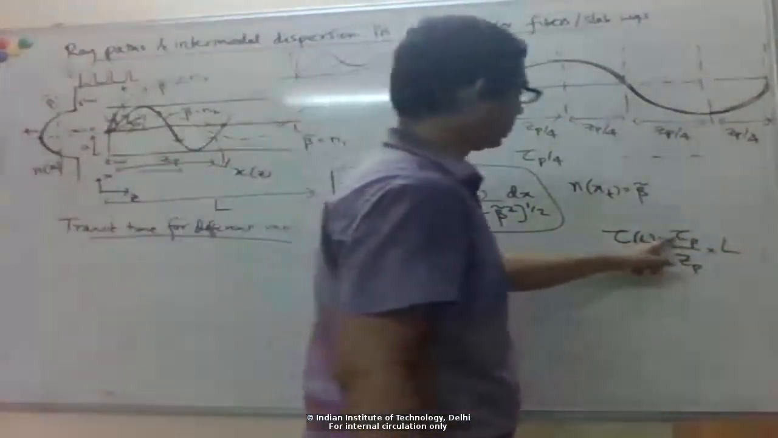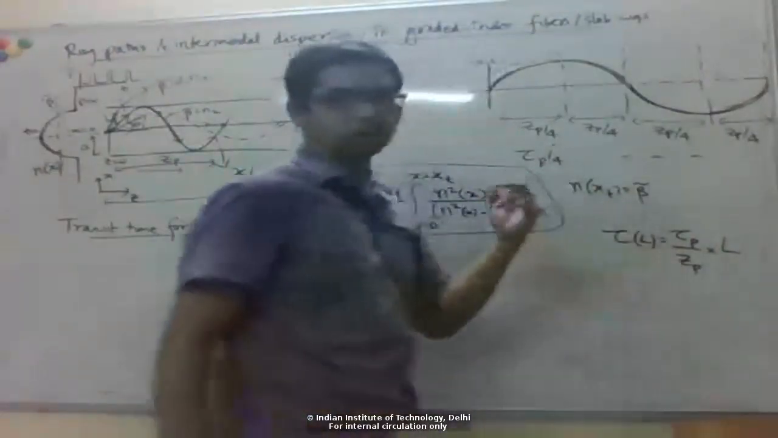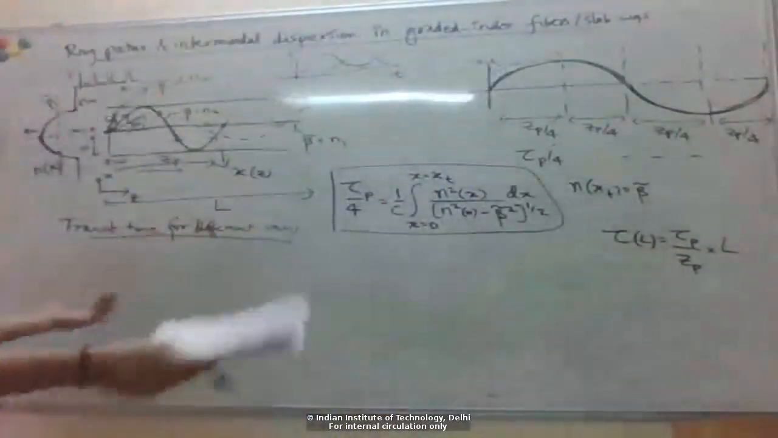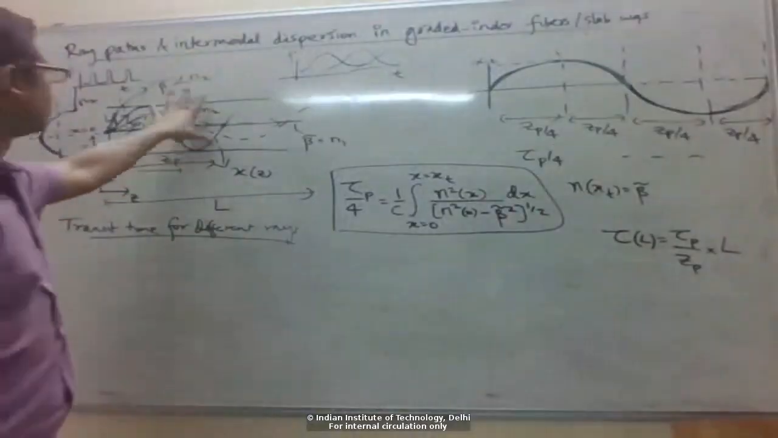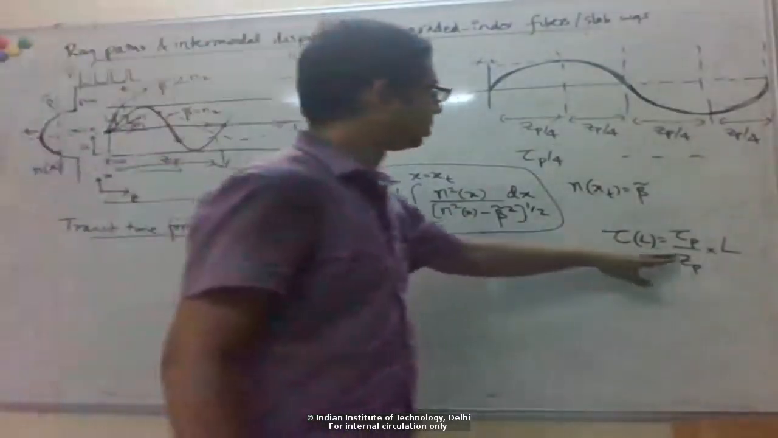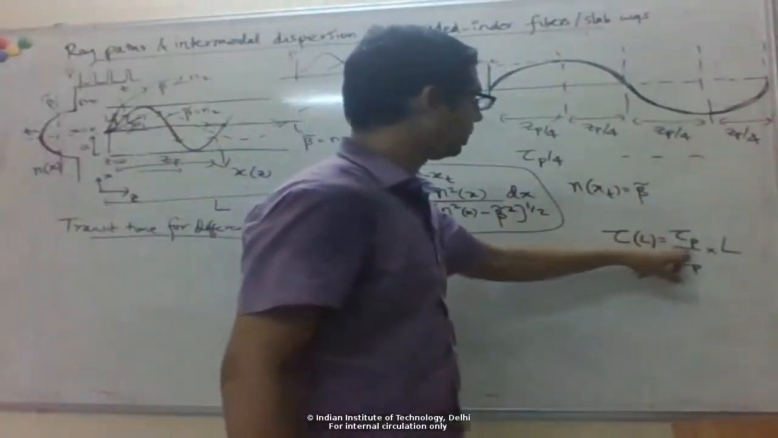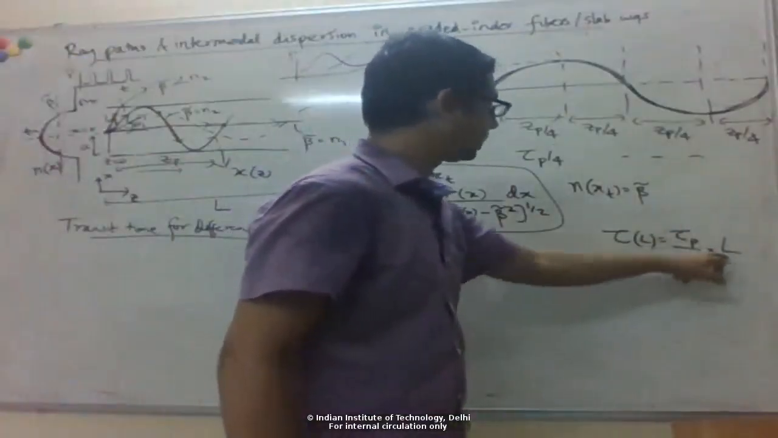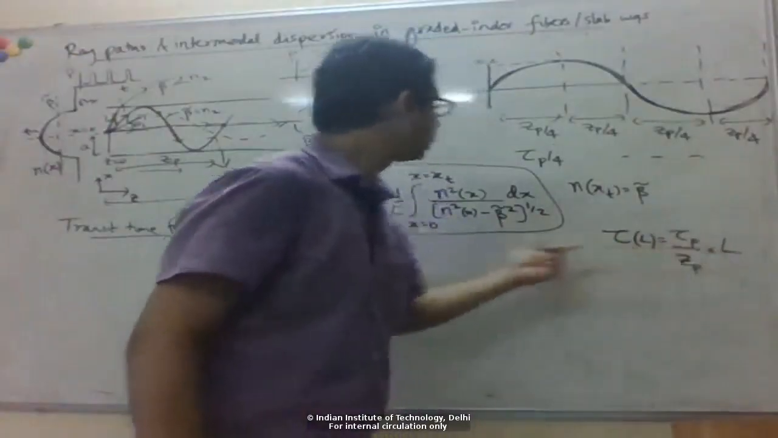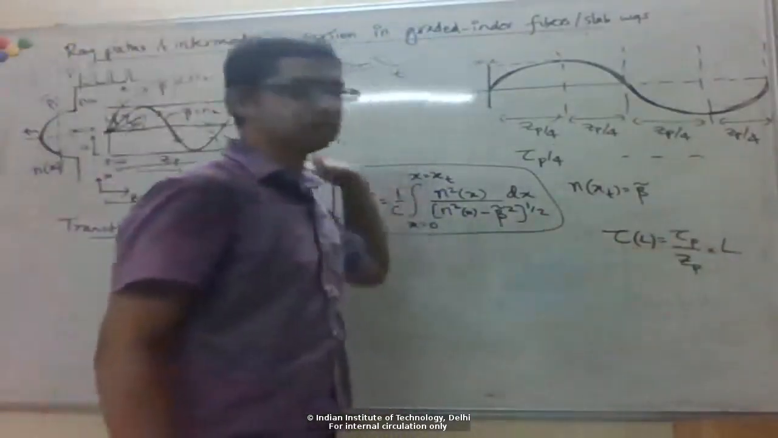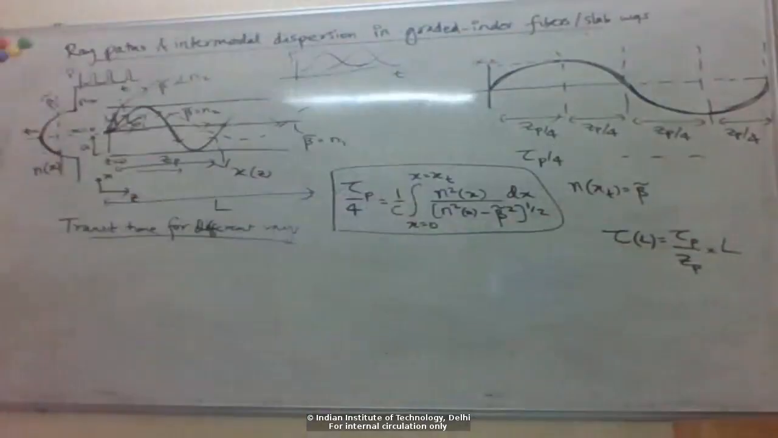Once we have tau p, and Zp, which we also know from solving the ray equation in terms of the parameters of the medium, then using this expression, for a given length L, we can find the transit time. So again, consider the square law medium.